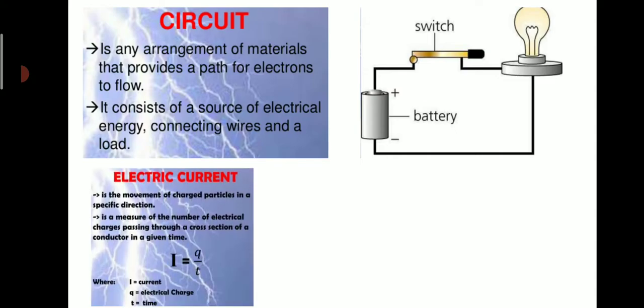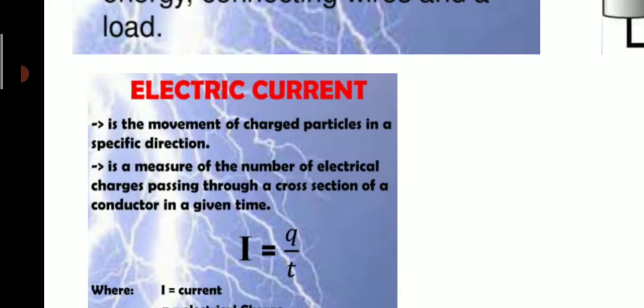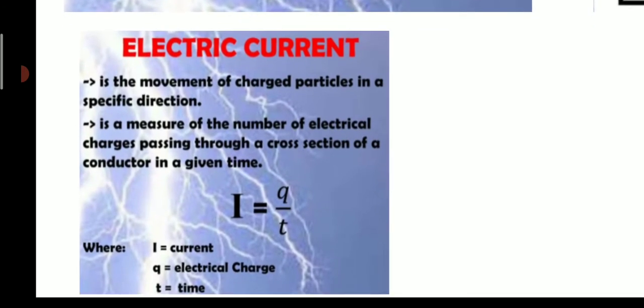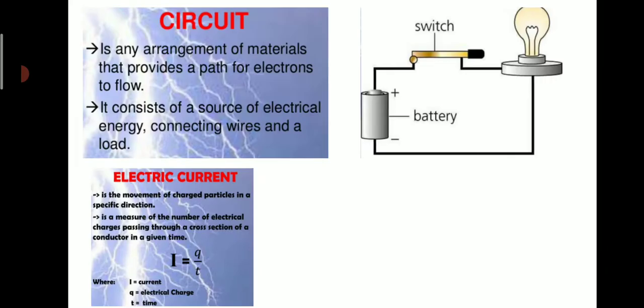So, here electric current is the movement of charged particles in a specified direction. It is a measure of the number of electrical charges passing through a cross section of a conductor in a given time. So, I, the representation of electric current, is equal to Q upon T. I is nothing but current, Q is the electric charge, and T is the time.